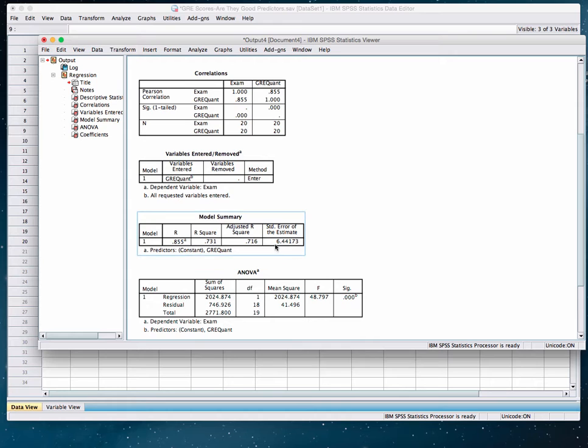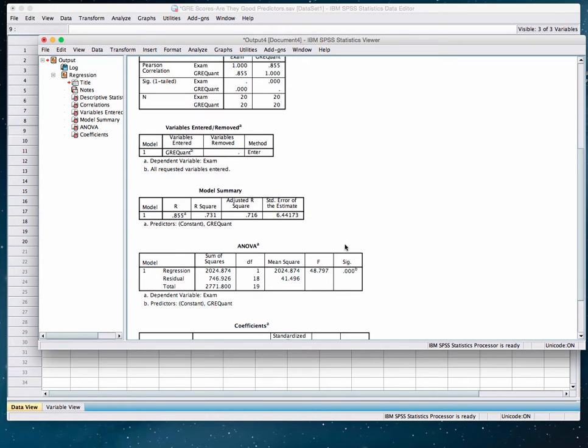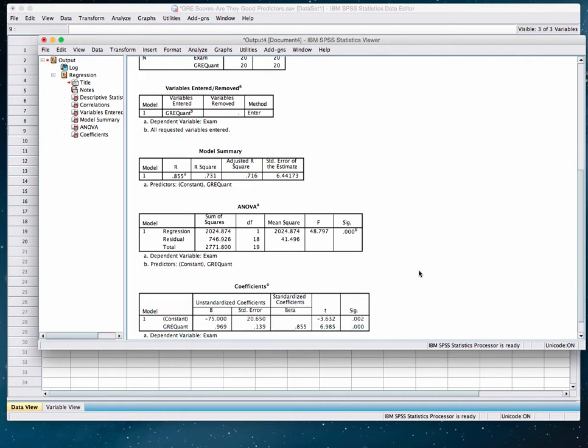And then my standard error of estimate is 6.44, and I'll come back to that in a minute. We can see that we have an ANOVA summary table here, and this result is significant. What it means is that the GRE quantitative scores collected from students are predicting educational statistics final exam scores beyond chance levels.